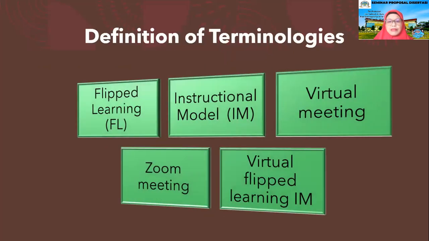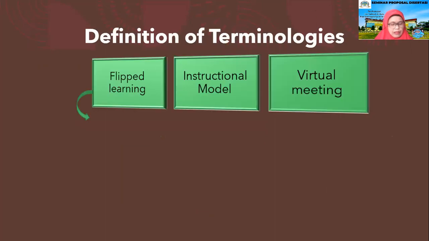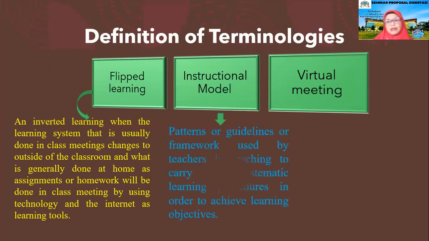And then I come to the definition of terminologies: flipped learning, instructional model, virtual meeting, Zoom meeting, and virtual flipped learning instructional model. First, flipped learning. Flipped learning is inverted learning, where the learning that is usually done in the class meeting changes to outside of the classroom, and what is generally done at home as assignment or homework will be done in the class meeting. By using technology or internet for studying at home.